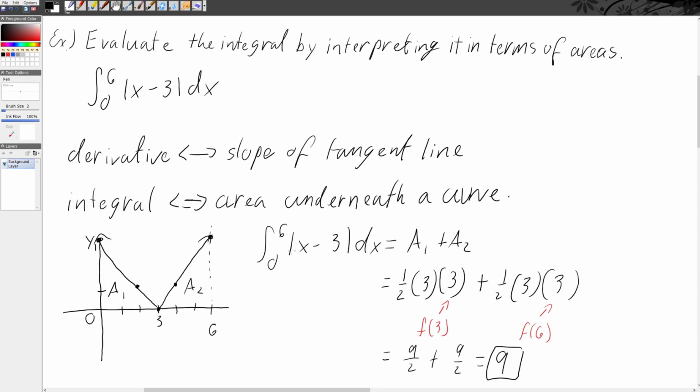Any problem that you encounter of this kind asking you to evaluate the integral, you can do it by first drawing the graph, and then just look at what area you have to add up.